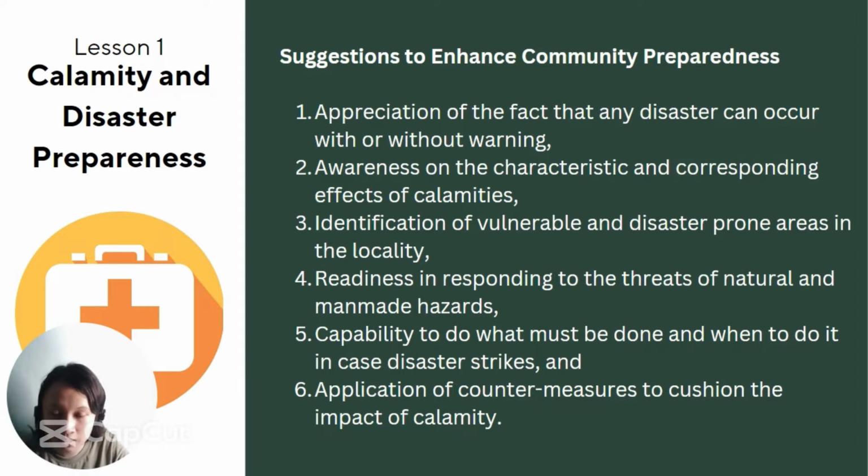And then number five is capabilities. Meaning, para mahimo kang capable dapat pud na kay kahibalo sa isa ka butang. So in this case dapat kabalo ta nga unsa tong buhaton in case na ang disaster mo-happen. And then number six is application of countermeasures. So countermeasures, meaning unsa na to pag-compensate o pag-ease sa impact sa calamity.